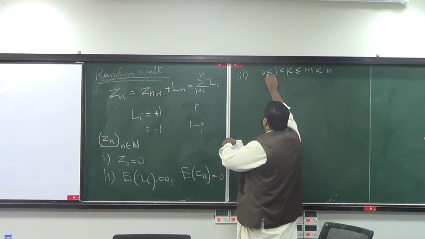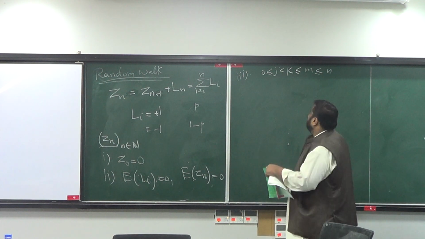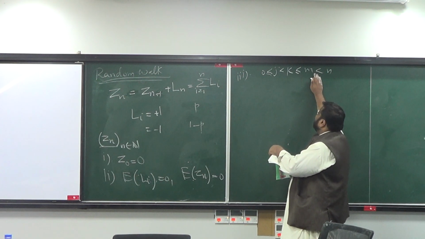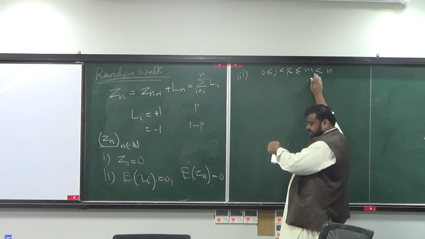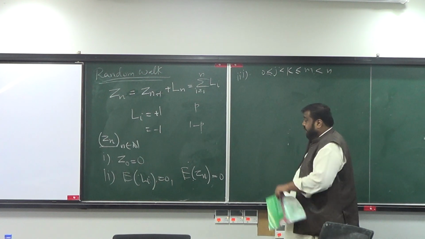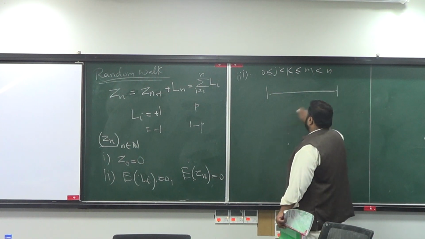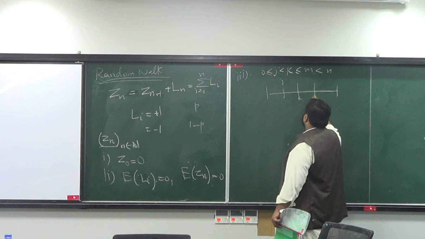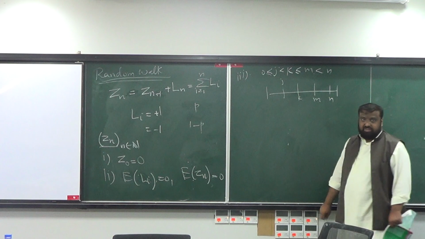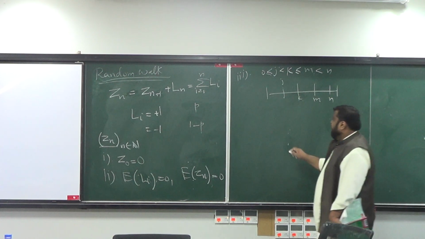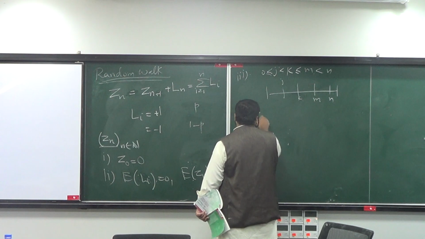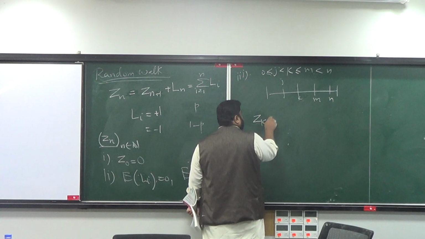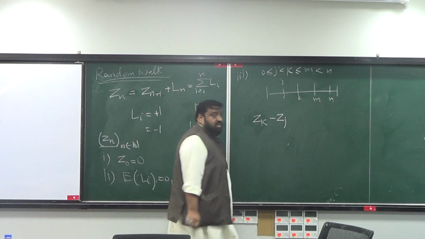We can also have equality here, which is fine. But J is strictly less than K, and K is less than or equal to M, and this is strictly less than M. So you are talking about the 4 instance vectors. J is somewhere here, K is somewhere here, M is somewhere here, and N is somewhere here. Okay? And I would like you to consider Zk minus Zj.